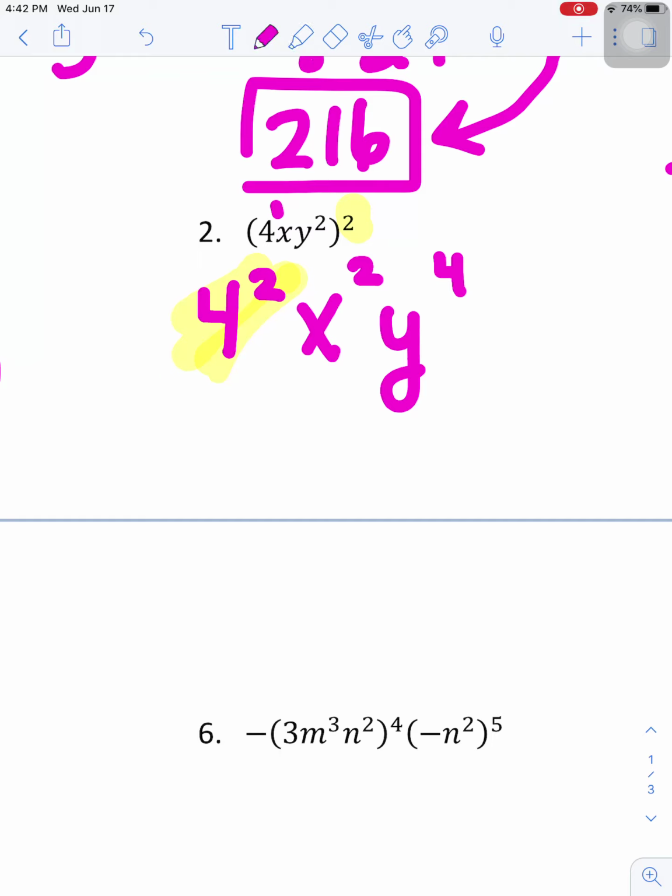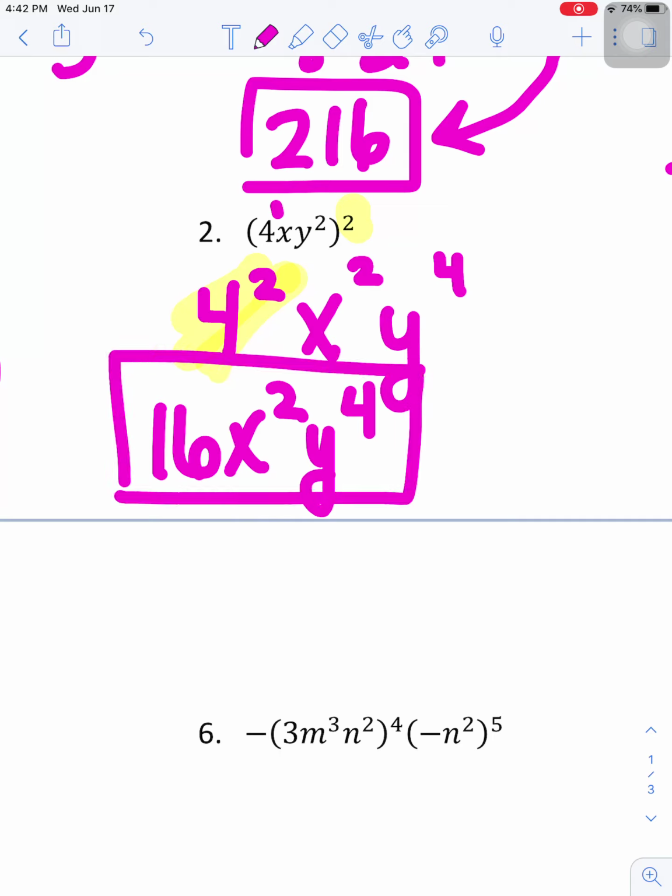Most of the time you don't leave your answer like this. You actually figure out what 4 squared is, because that's numerical. So this is 16 x squared y to the 4th power. Most of the time, we actually say to evaluate your coefficient through the power of 5. So meaning if the exponent is 5 or smaller, actually figure out what that number and that coefficient is going to end up being.